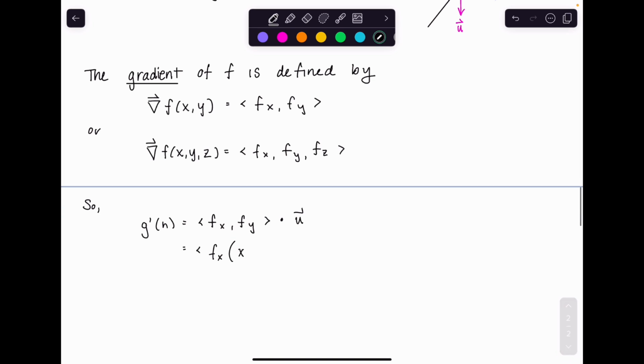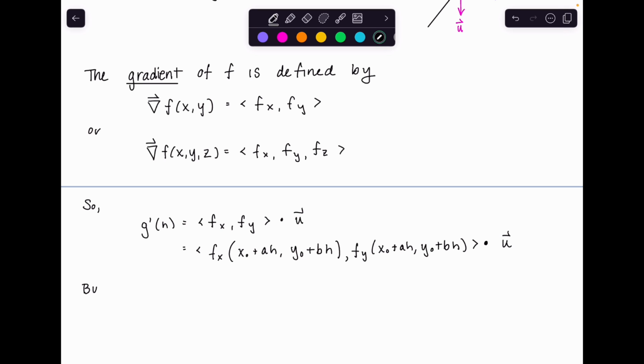So we would evaluate this at x naught plus ah, y naught plus bh. And then same thing in the second component. It would be x naught plus ah, y naught plus bh. And then this is dot product with the vector u. But g prime of 0 is exactly our directional derivative that we're searching for at that point.